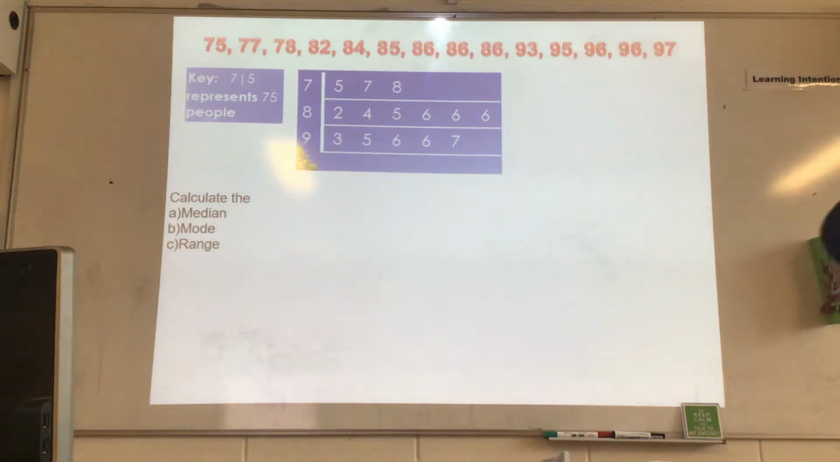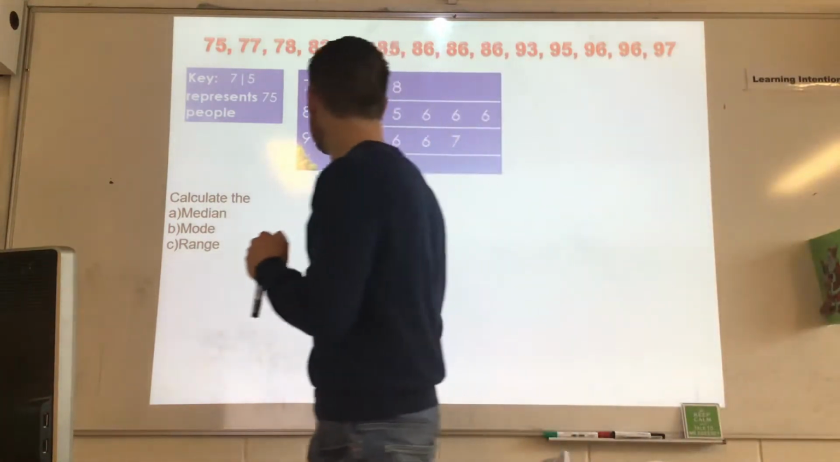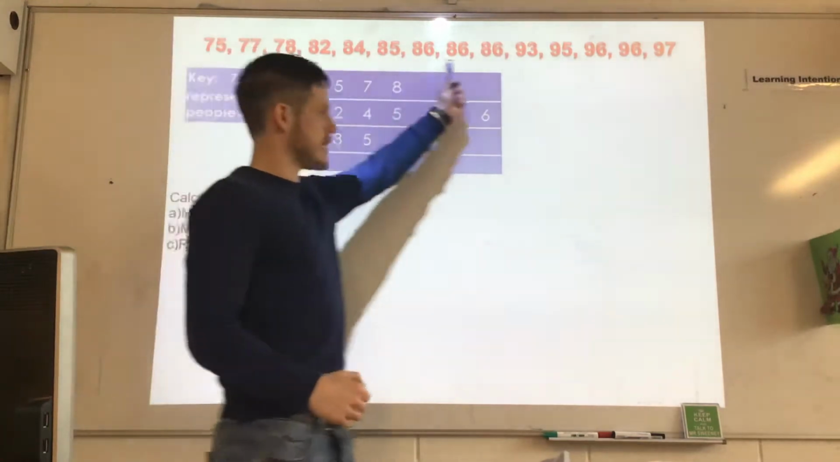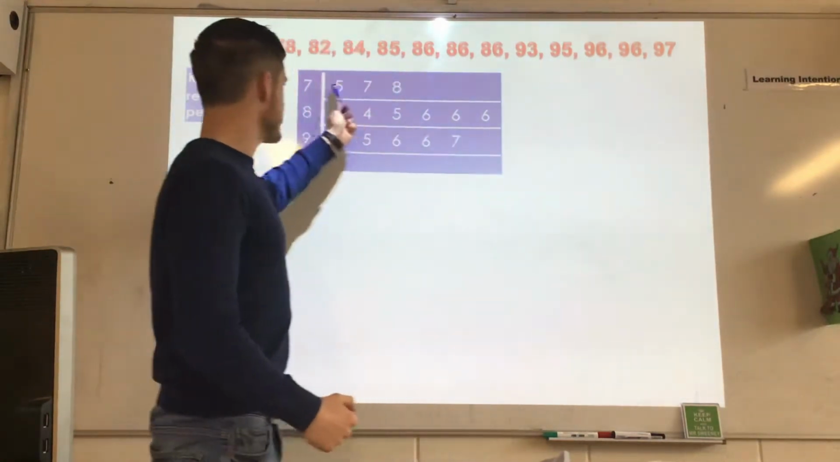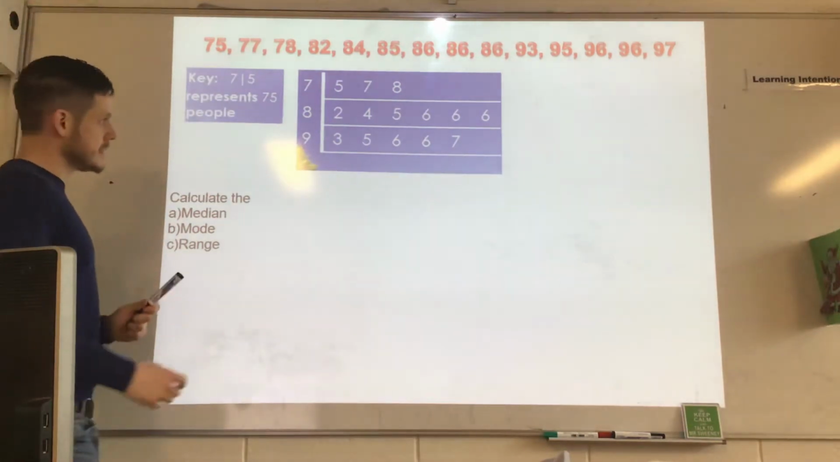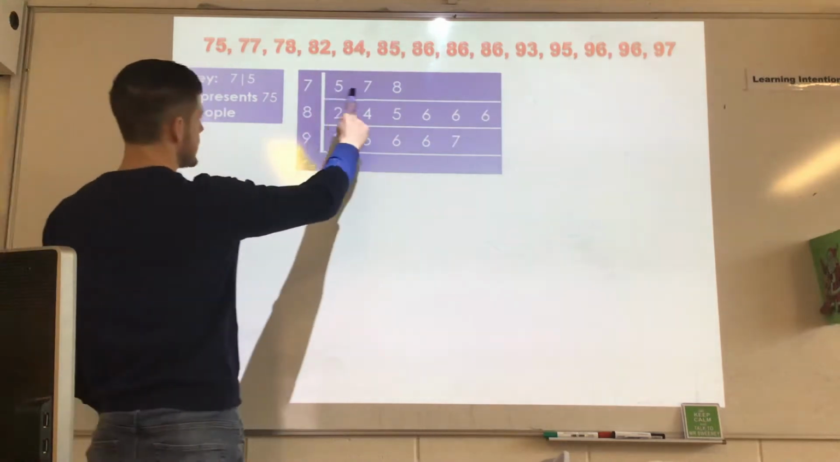Hey guys, so I'm going to have a look at a stem leaf diagram and some questions you might be asked about it. Stem leaf is quite popular on the Leaving Cert. So originally I was given a list of numbers here. This here is my stem leaf diagram, and what I've done is I've put these numbers into this table here. This part here, the 789, is my stem, and these individual units are my leaf.